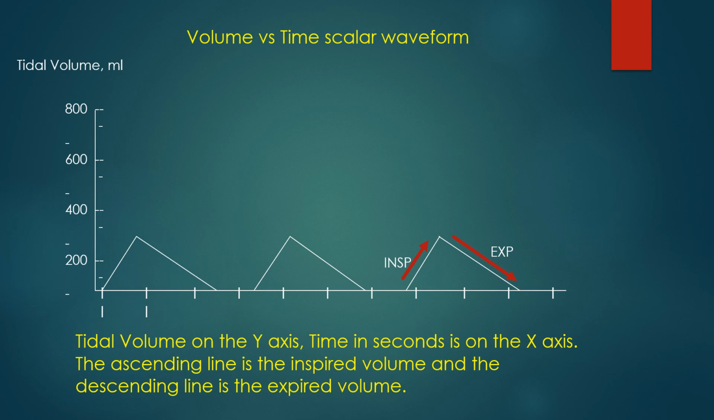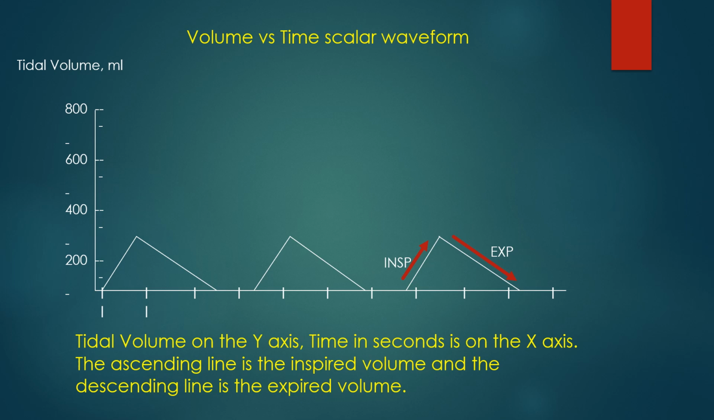So let's look at some examples of this volume versus time scalar waveform. It's the simplest one, but there's really a lot more to it than just the air goes in and the air comes out. But basically, that's what it's showing. The line that goes up is the inspired volume, and this is the expired volume. This is the volume that goes into the patient, and then the expiratory valve opens on the ventilator, and the inspiratory valve closes, and the patient exhales.